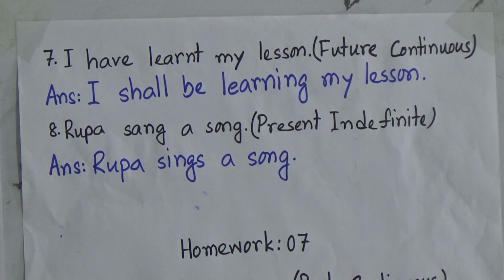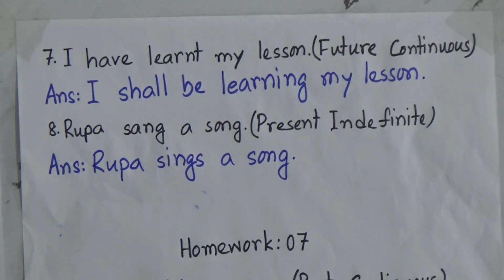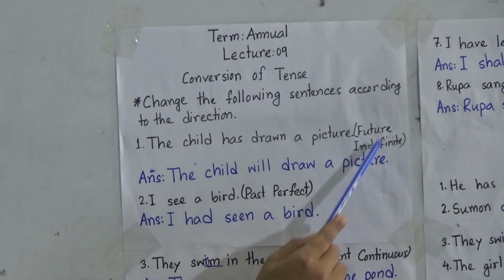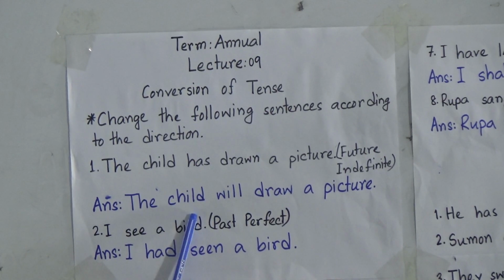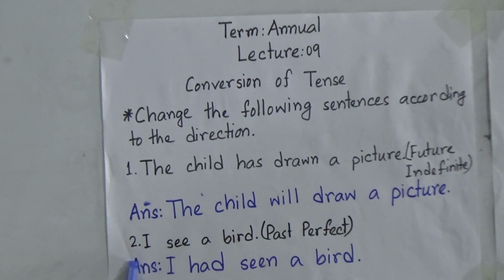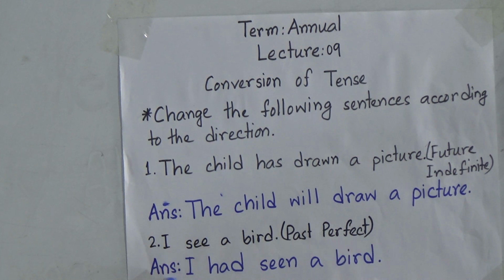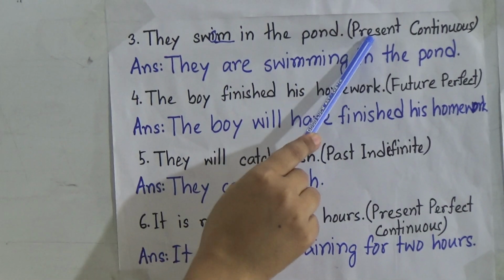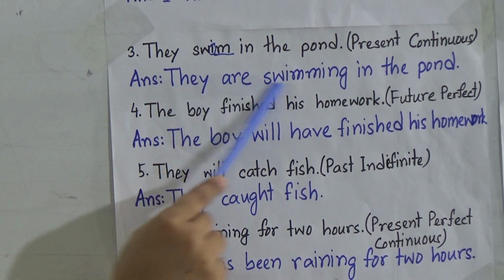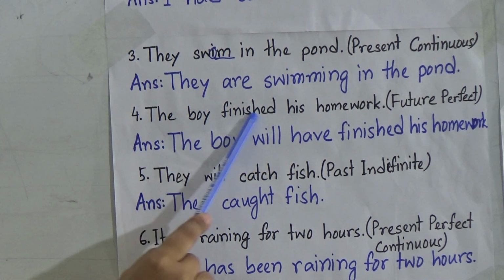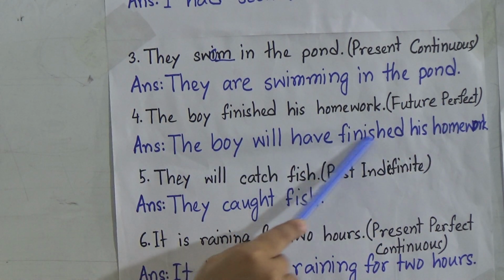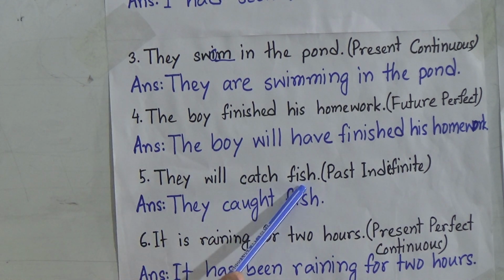So now look, we have completed 8 sentences today, and they are, and I repeat, now look, number 1, the child has drawn a picture. We will convert it to the future indefinite tense, and our answer is the child will draw a picture. Now number 2, I see a bird. We will change it to past perfect tense, and answer is I had seen a bird. And now number 3 is they swim in the pond. We will change it to present continuous tense. And what is our sentence? They are swimming in the pond. Number 4, the boy finished his homework, and we will convert it future perfect tense. And the answer is the boy will have finished his homework. And number 5, they will catch fish. We will change it to past indefinite tense, and the answer is they caught fish.